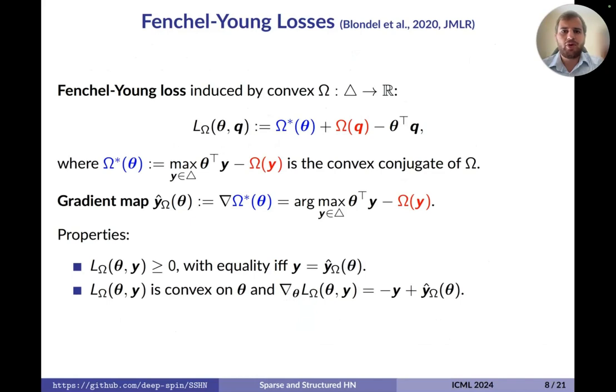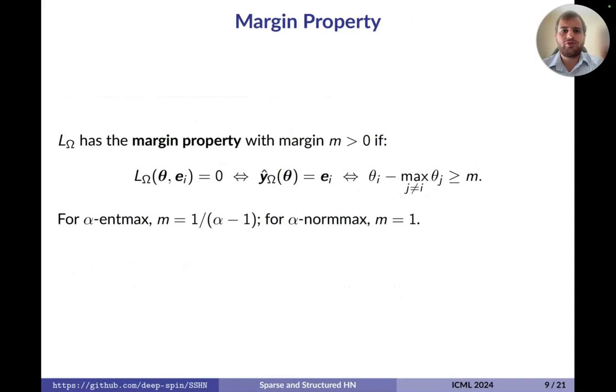They have interesting properties such as these Fenchel-Young losses are always greater or equal to 0, and when equal to 0 the scores correspond to applying the regularized prediction function to theta. Additionally, they are always convex on theta. One crucial definition in this work is the definition of margin, where a Fenchel-Young loss has a margin m greater than 0 that measures how far a theta is from its maximum. Particular cases of losses with margins are the alpha-entmax and the alpha-normmax.